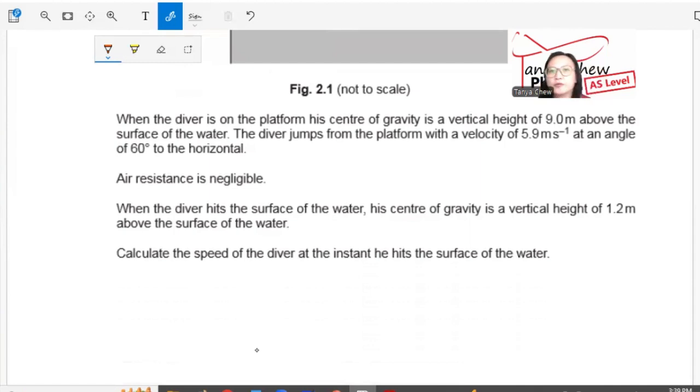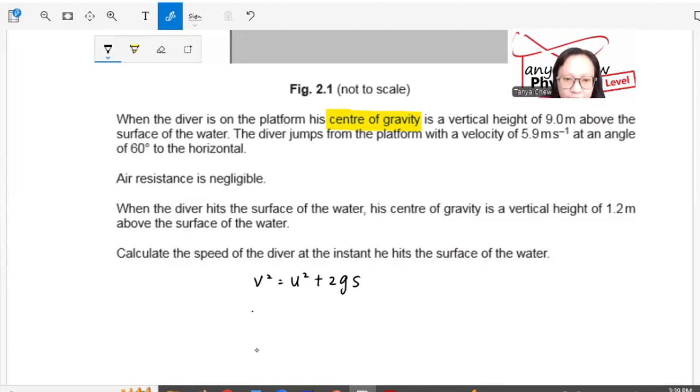Now, when you look at this type of question, it says that the diver jumps going down and they talk about center of gravity. Can you see? That's a hint. So you can use the free fall equation. What is the equation that I'm supposed to use here? I am going to use V squared equals U squared plus 2AS, right? But since this is free fall, I'm going to replace that A with g.